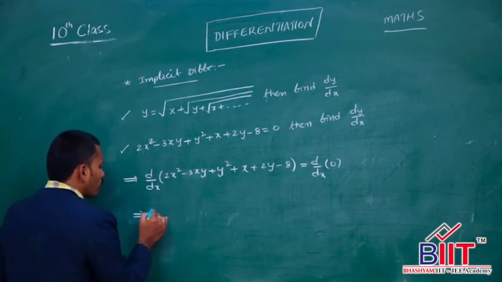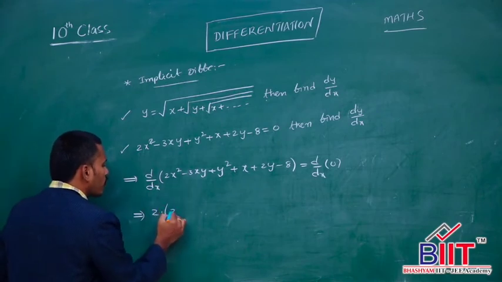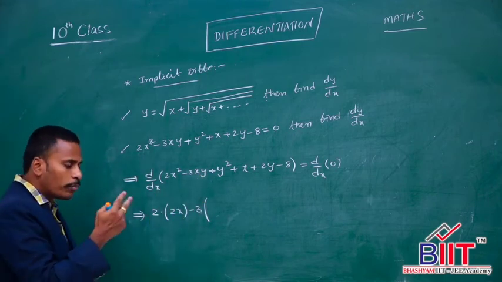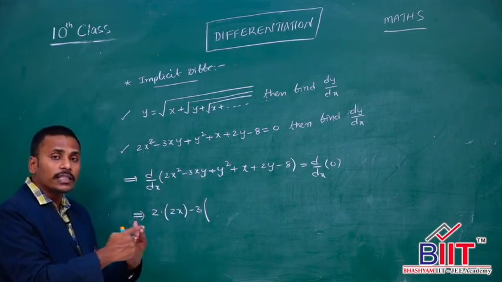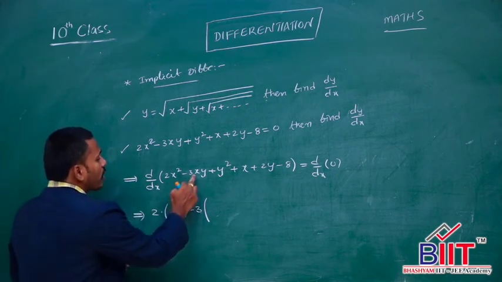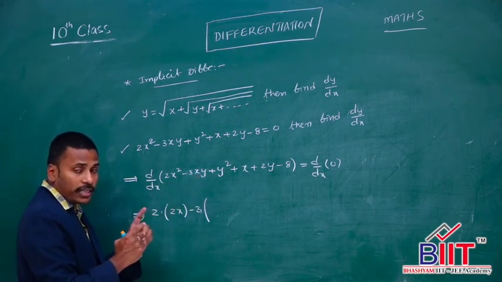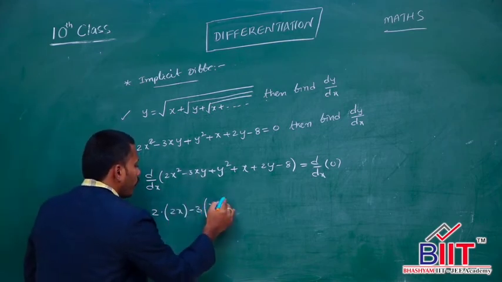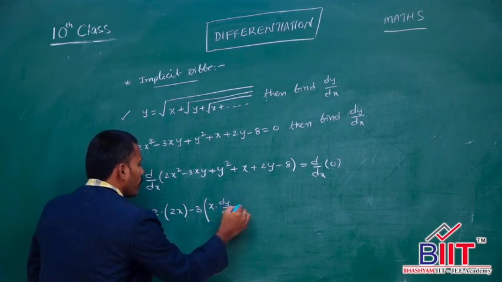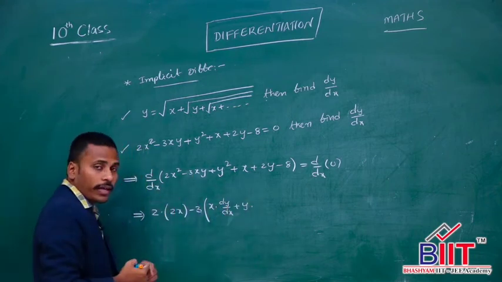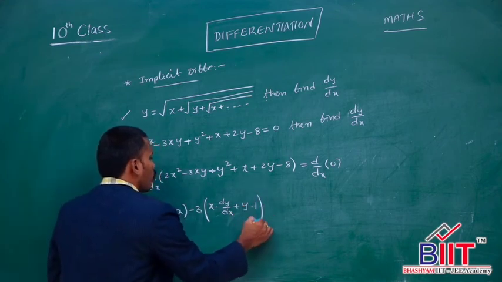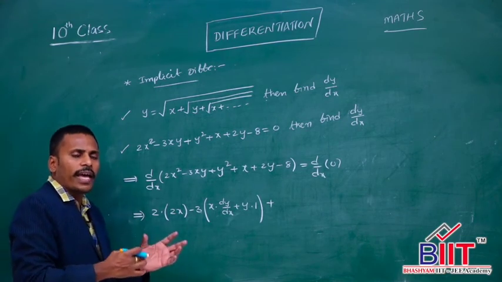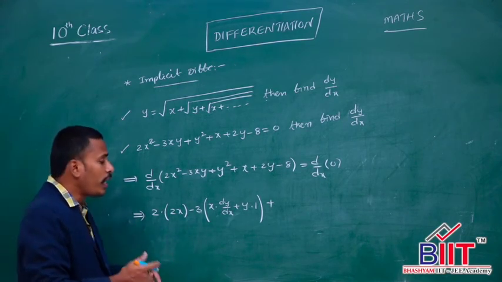And now by the algebra of derivatives, you just apply d by dx for each and every term. D by dx of 2x square, 2 into derivative of x square is 2x minus 3 into x into y. Here both x and y are variables and they occur together, right? So x into y, product of two functions. X is the first function, y is the second function. X into derivative of y, which is dy by dx, plus y into derivative of x. Derivative of x with respect to x is 1 plus y square. And for y square, what is the derivative? For x square it is 2x. For y square it is 2y.